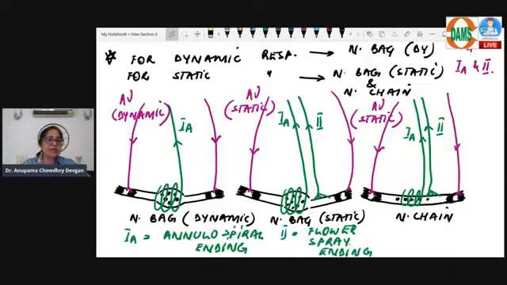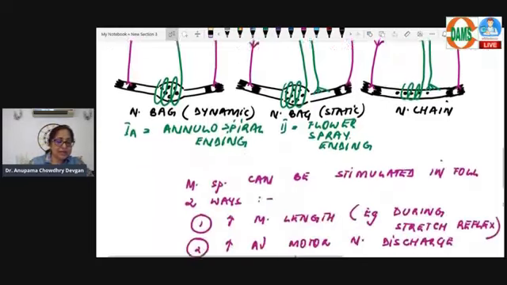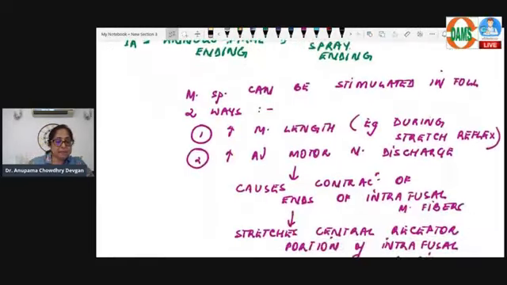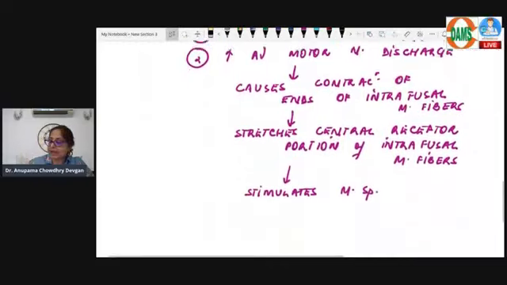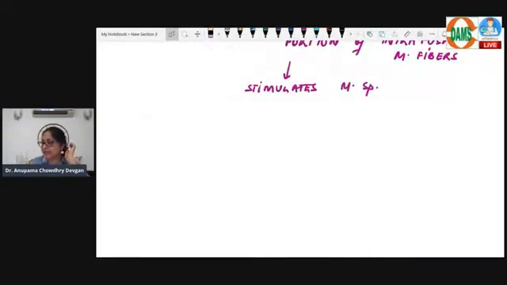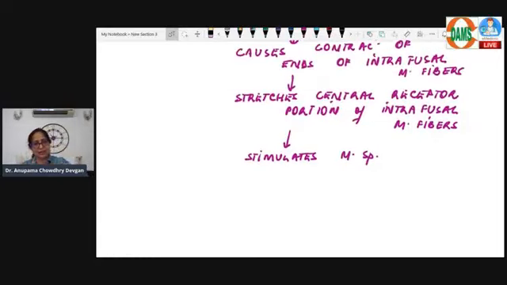What is the significance? When the A gamma discharge increases, the ends of the muscle spindle will contract, and that in turn will stretch the receptor portion, the central receptor portion, and stimulate the muscle spindle. All right. This is as far as the muscle spindle is concerned. Next, let's have further to this. This is just the basic that we're doing over here.